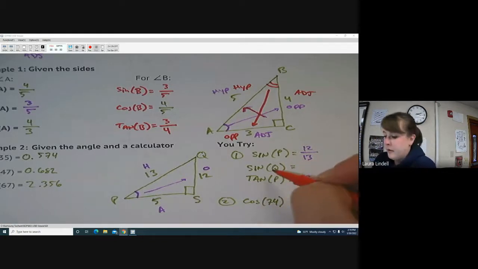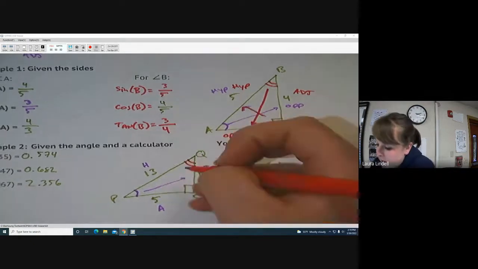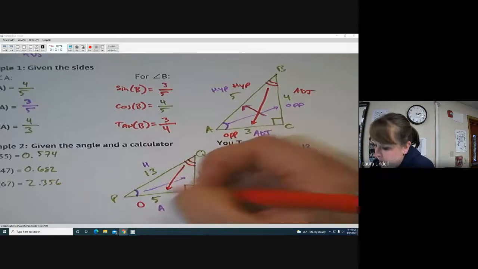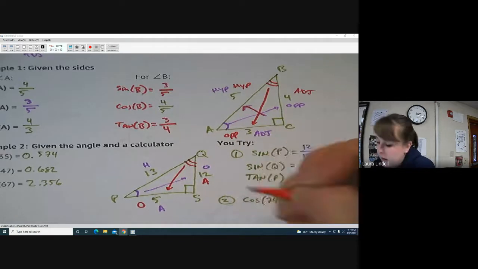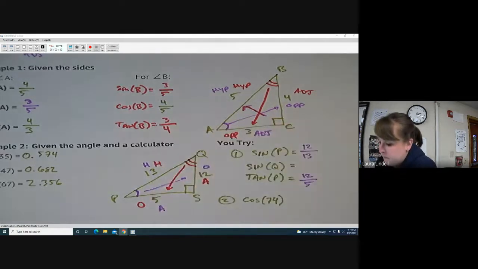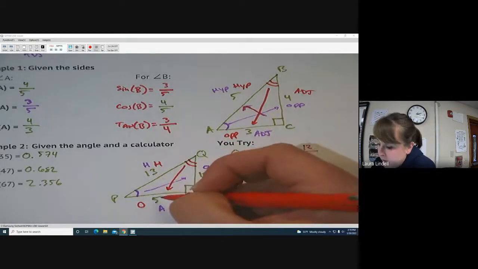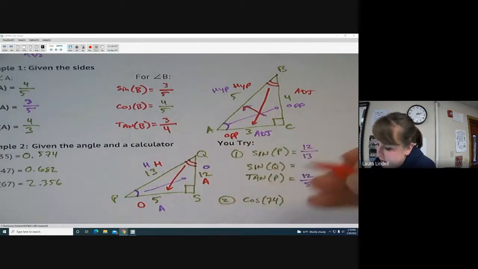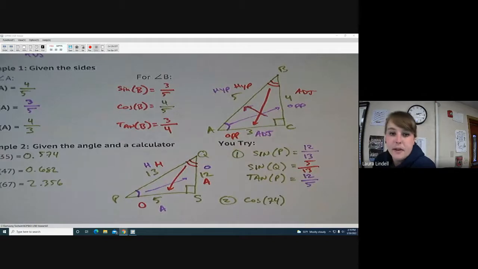Now we're going to go to angle Q. And I'm going to label things with respect to angle Q. So the opposite for angle Q is going to be 5 because the opposite and the adjacent switch places. So the adjacent is going to be 12 now. And the hypotenuse is still the same. So sine of Q is opposite over hypotenuse. So this time it's the opposite is 5. The hypotenuse is still 13. So 5 over 13 for sine of Q.